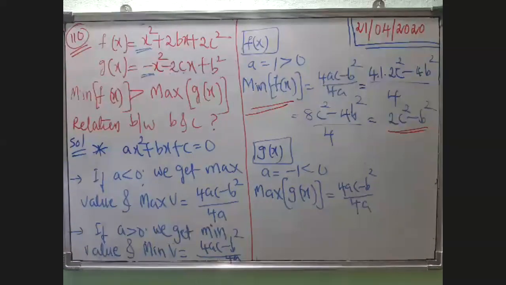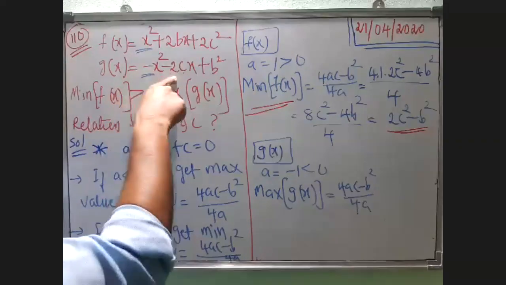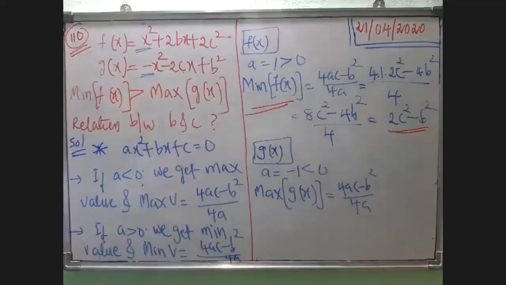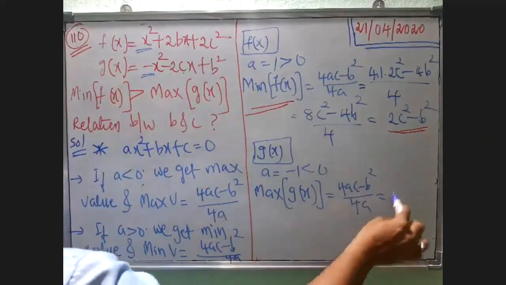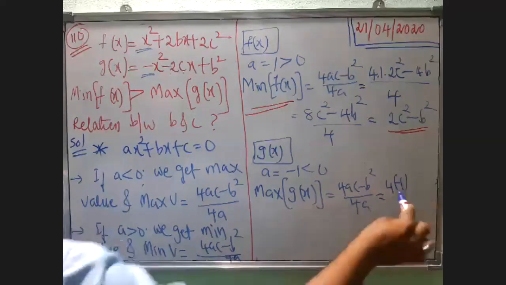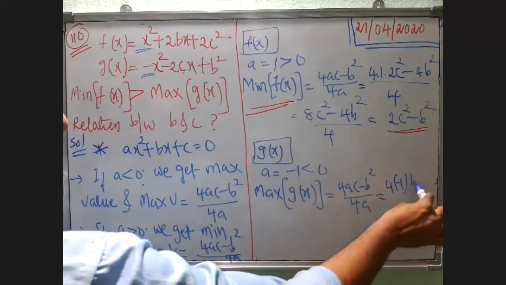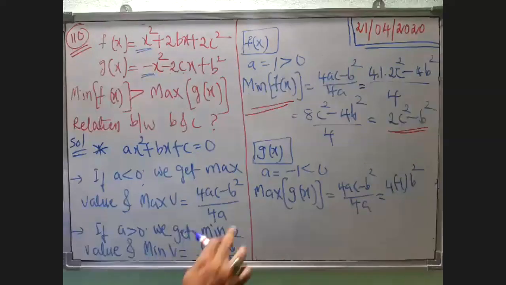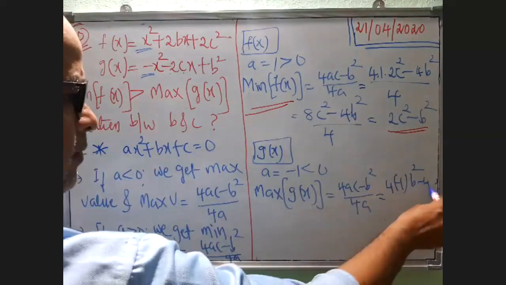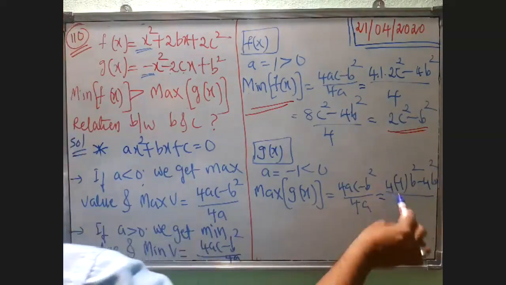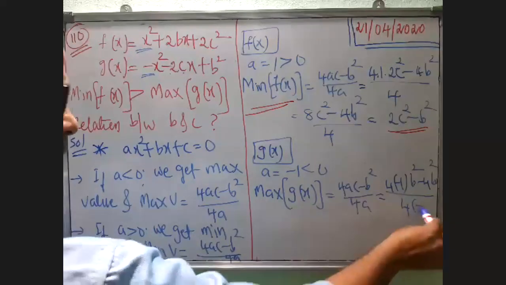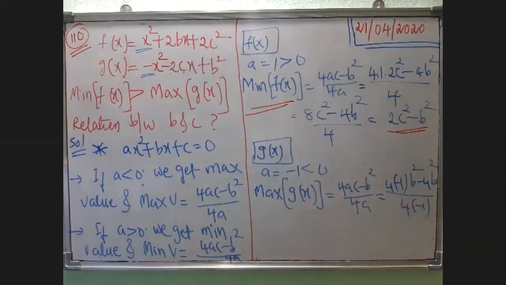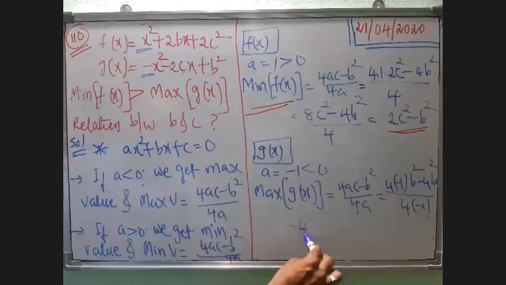What is the value of a, b, c here? A value is -1, b value is -2c, c value is b square. So this is nothing but 4 into -1 into b square, that is 4ac, minus b square, meaning -2c whole square. 4a means 4 into -1. So what I'm getting is -4b square.